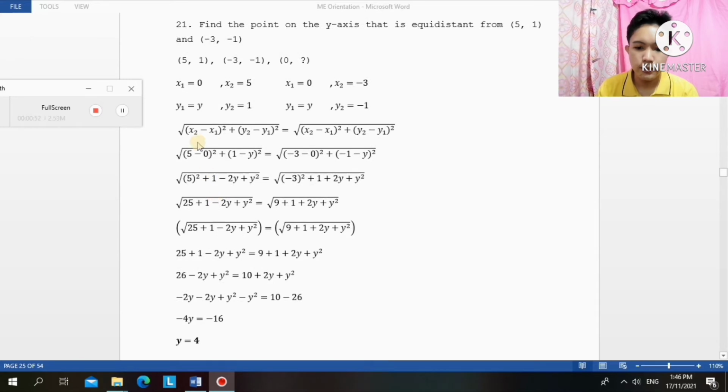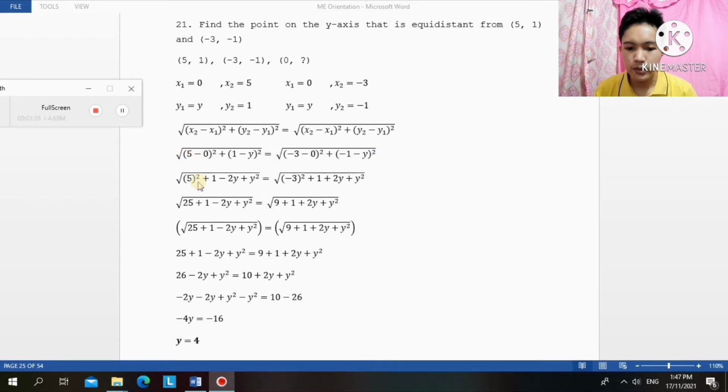So this is the structure of our formula. To get the value of y, our equation will be the square root of (x sub 2 minus x sub 1) raised to 2 plus (y sub 2 minus y sub 1) raised to 2 is equal to the square root of (x sub 2 minus x sub 1) raised to 2 plus (y sub 2 minus y sub 1) raised to 2, since we need the value on the y-axis that is equidistant. Substitute the given values, so our equation will be the square root of (5 minus 0) raised to 2 plus (1 minus y) raised to 2 is equal to the square root of (negative 3 minus 0) raised to 2 plus (negative 1 minus y) raised to 2.